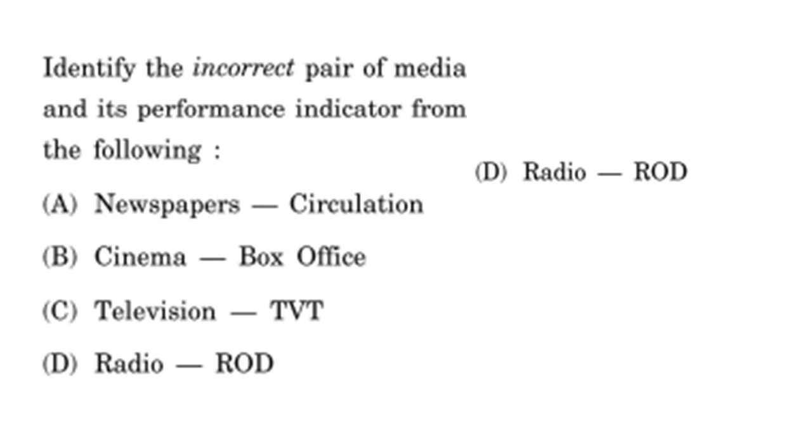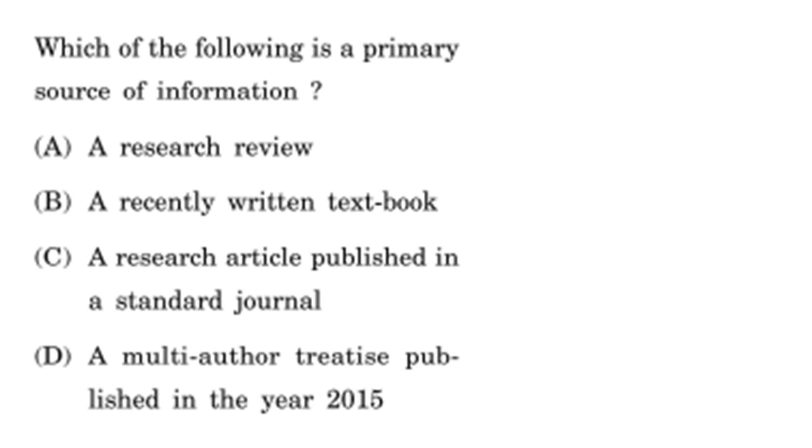Okay, moving on to our next question. Which of the following is the primary source of information? So here the options are A, a research review, option B is a recently written textbook, option C is a research article published in a standard journal, and option D is a multi-author treatise published in year 2015.